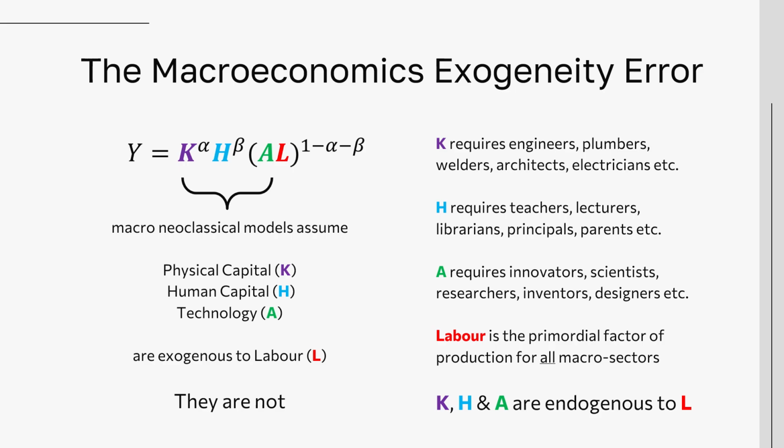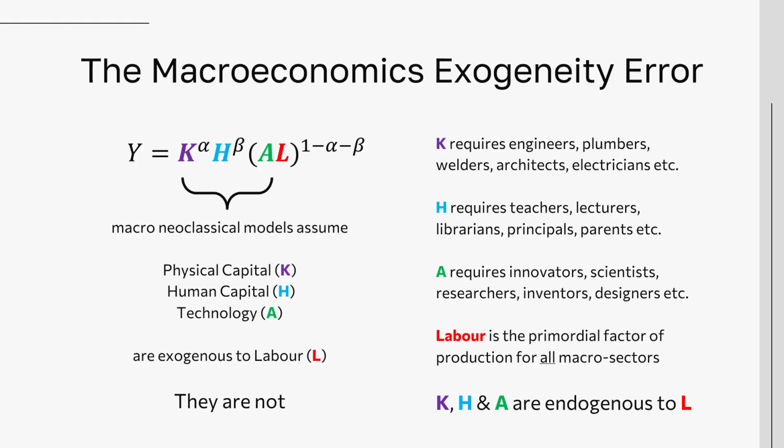So this exogeneity error is not really an error in a strict sense. It's not as if we're saying the Solow-Swan model is wrong. That is not the argument we're making here, but rather that if you are going to use a macroeconomic model to estimate the effect of labor on output, you should not be using a model that assumes that various factors such as capital and technology are exogenous to labor.